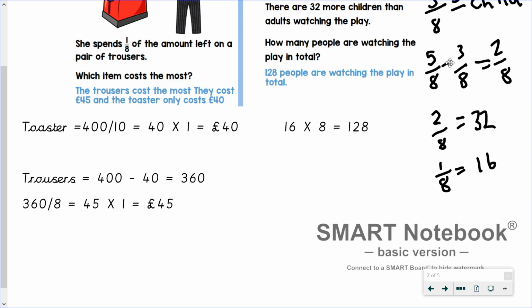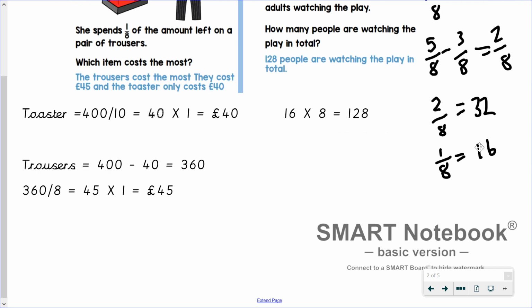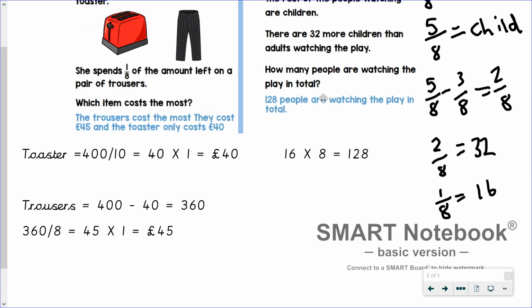Then we divide through by 2 to get 1/8. So cut it in half. 1/8 equals 16. And then from there, we know that if 1/8 equals 16, to work out how many people in total, we need 8/8. We need 1 whole, so we do 16 times 8, which is 128.